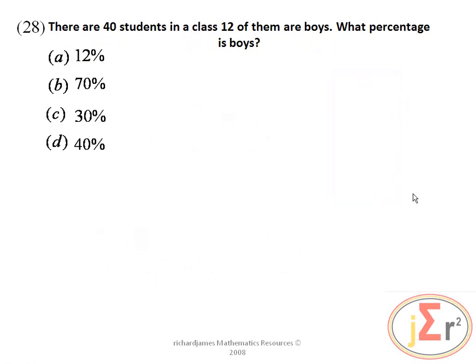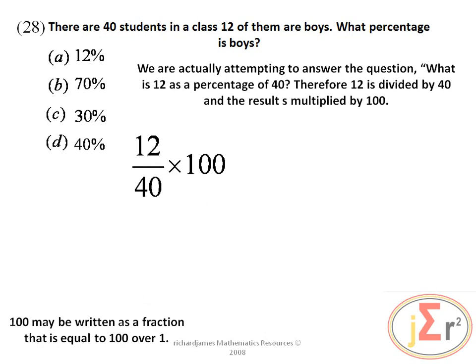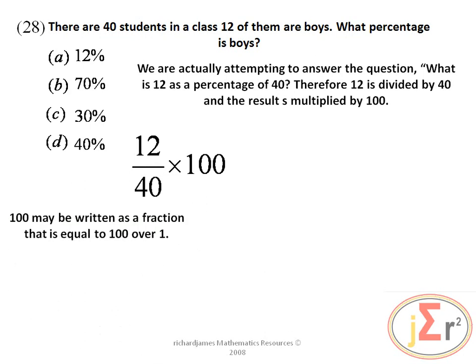There are 40 students in a class. 12 of them are boys. What percentage is boys? We are actually attempting to answer the question, what is 12 as a percentage of 40? Therefore, 12 is divided by 40 and the result is multiplied by 100. So 12 over 40 multiplied by 100, and of course 100 may be written as a fraction, that is equal to 100 over 1.